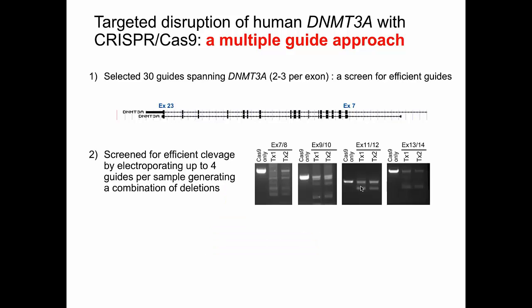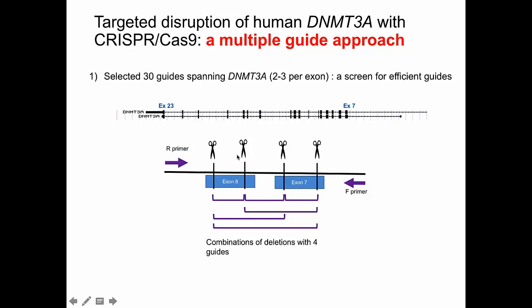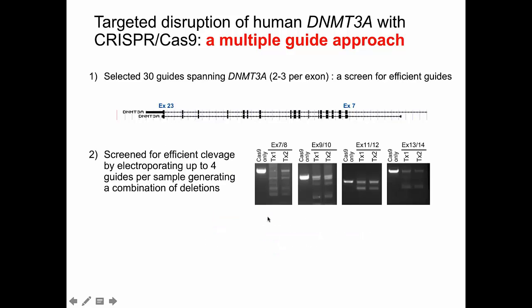And that's what we saw. Here, this is just showing PCRs of 4 guides for exon 7, 8, 9, 10, 11, 12, and 13, 14. And you can see multiple bands representing different alleles, and those alleles were derived from these different combinations of deletions.